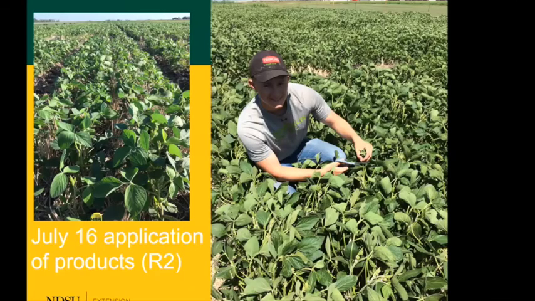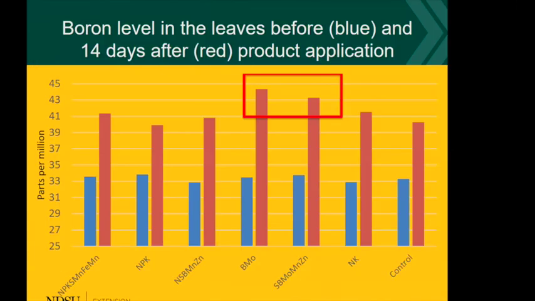We went in after the application, July 16th, we applied the products at R2, and then we took samples before and then 2 weeks later. So here I want to show you some of the results. This one is the parts per million. The blue bar is the number at application. The bars in red is after application.